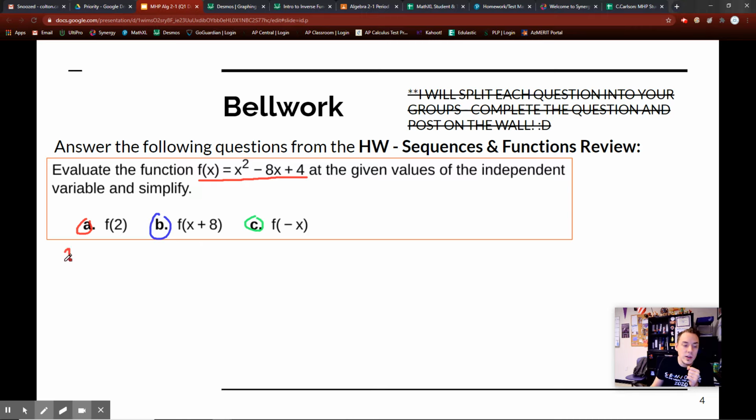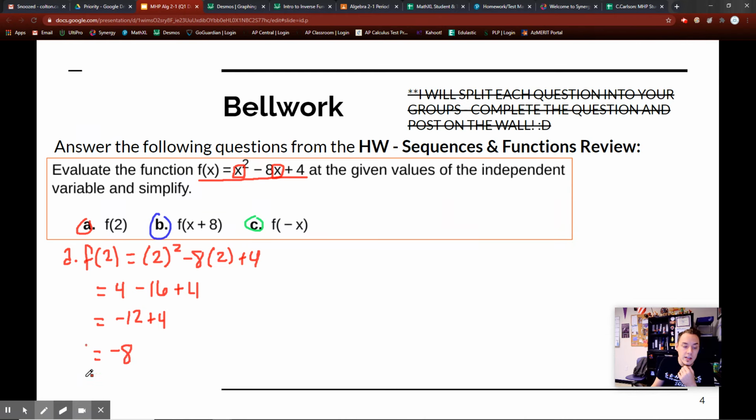Okay, so f of 2, what is A? I'm going to plug in f of 2. I'm going to plug in 2 anywhere I see an x in my problem. Don't forget to square it. So that means I have 2 squared and then minus 8 times 2 and then plus 4. Let's go to town. Simplifying this, 2 squared is 4 minus 16 and then plus 4. We read it left to right. So that means 4 minus 16 is negative 12. Okay, and then plus 4, and then this, of course, is going to be negative 8. So this is my final answer for A.